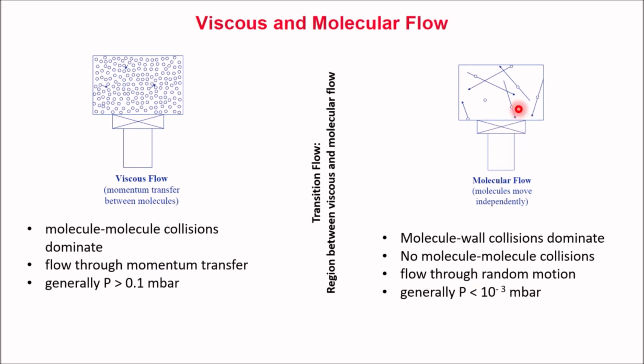In molecular flow, particles move freely without mutual hindrance. Flow is limited by molecular phenomena. The distance between the molecules is very large and hence the collision between the molecules is absent. Molecule-wall collision dominates. The flow occurs through random motion, and this regime exists generally for pressure less than 10 raised to minus 3 millibar. In molecular beam epitaxy, evaporated beams of elements are maintained in the molecular flow regime by controlling the rate of evaporation in an ultra high vacuum system.